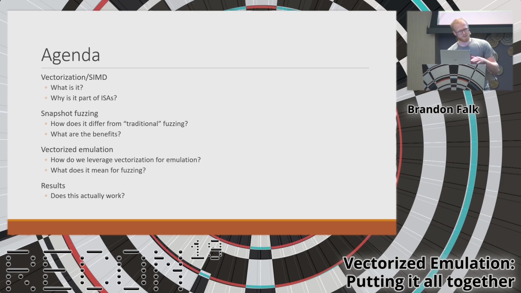So to go into this technology, we have to talk a little bit about what vectorization is in the first place, and then we're going to talk a little bit about snapshot fuzzing, which is how we're able to do this in the first place.